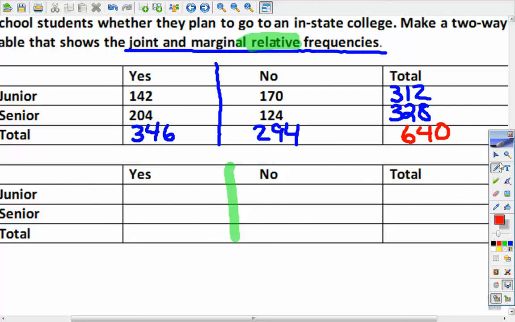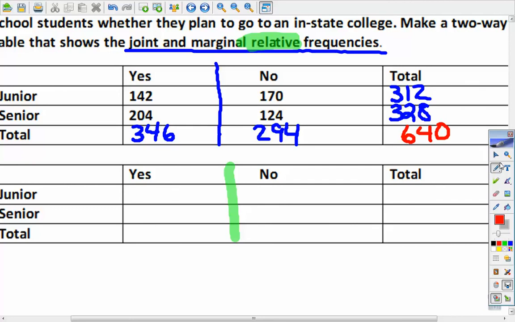We have how many juniors that are saying yes to an in-state college? 142 out of a total how many? So to find the marginal relative frequencies and the joint relative frequencies here, you're simply going to turn basically everything into a percent as a decimal. In other words, you're going to take all these values and divide them by what total? 640.